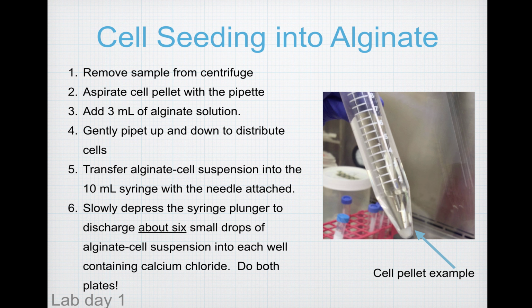Now you have your alginate cell suspension, but it's in a 15 milliliter conical tube. So next you'll need to transfer it into the sterile syringe and then generate alginate beads by dispensing small droplets from the syringe into the wells with calcium chloride solution. Let me give you a little bit more detail on that.